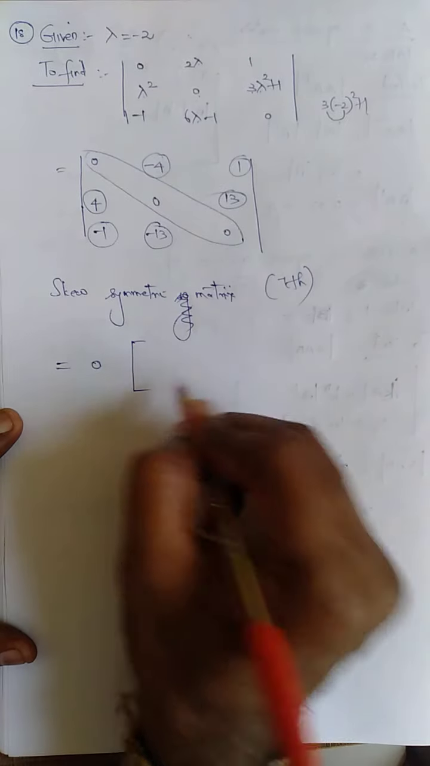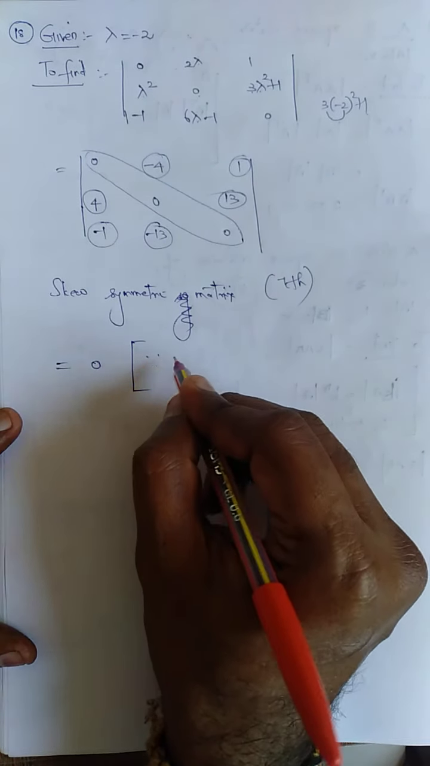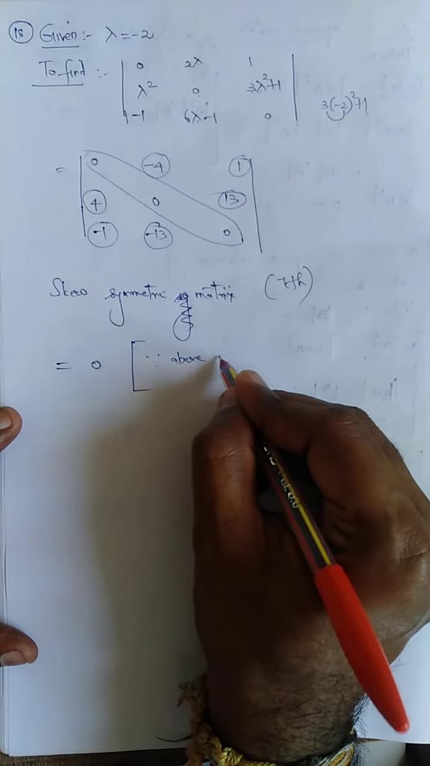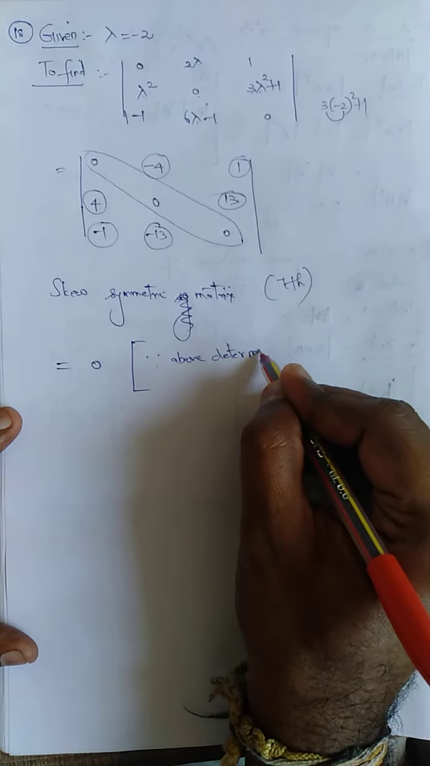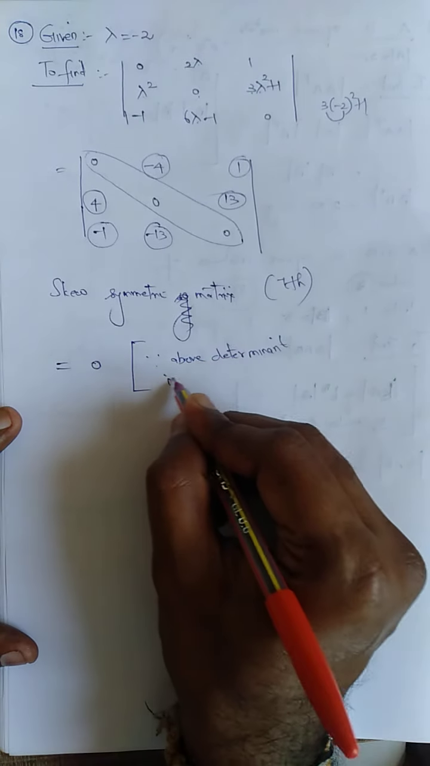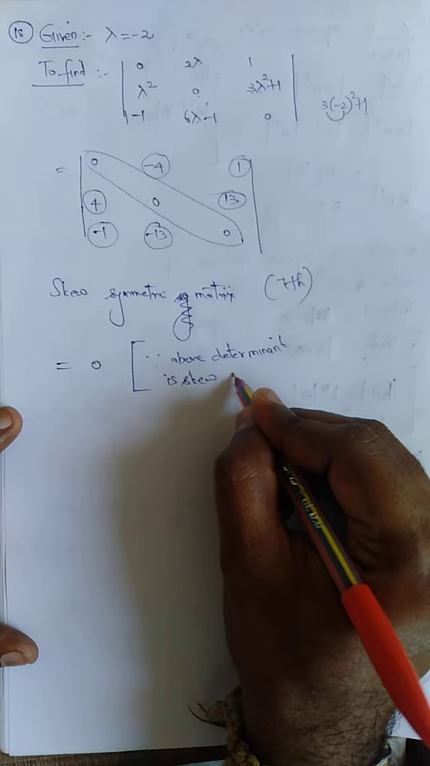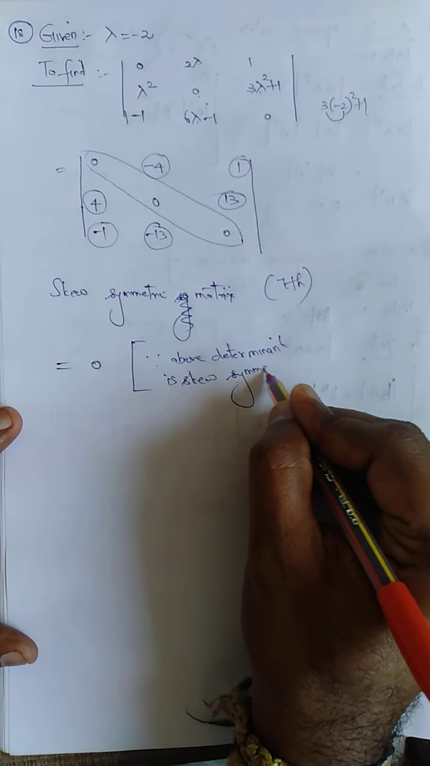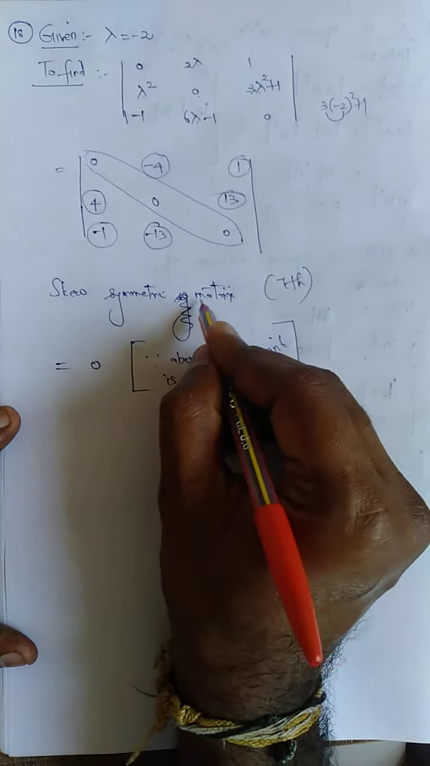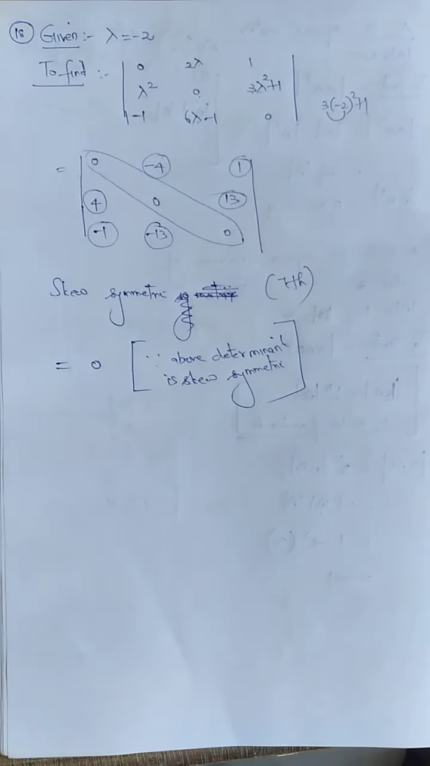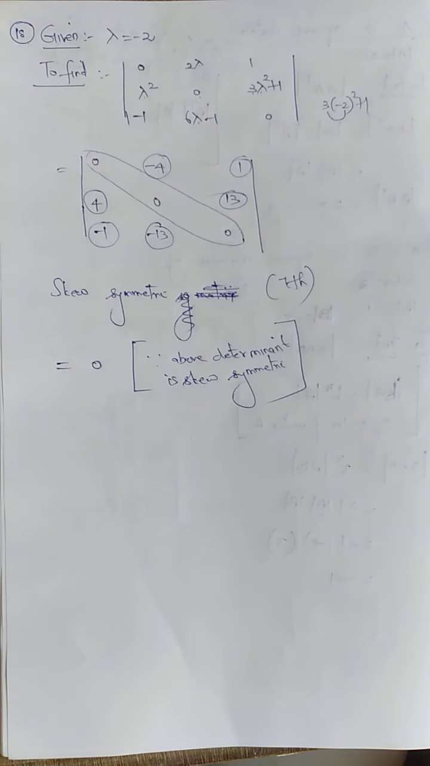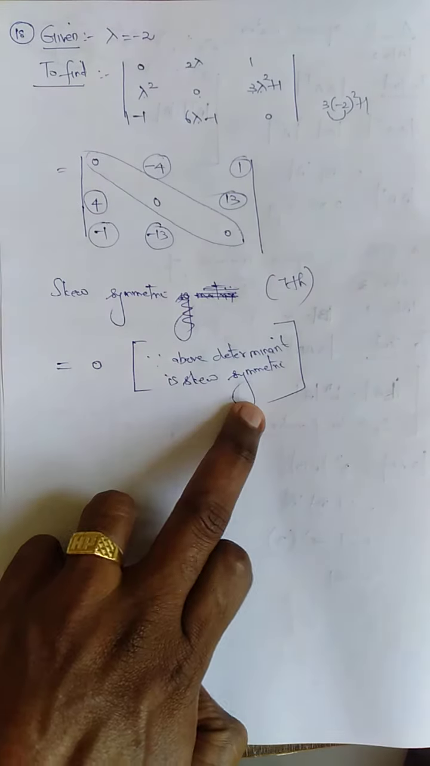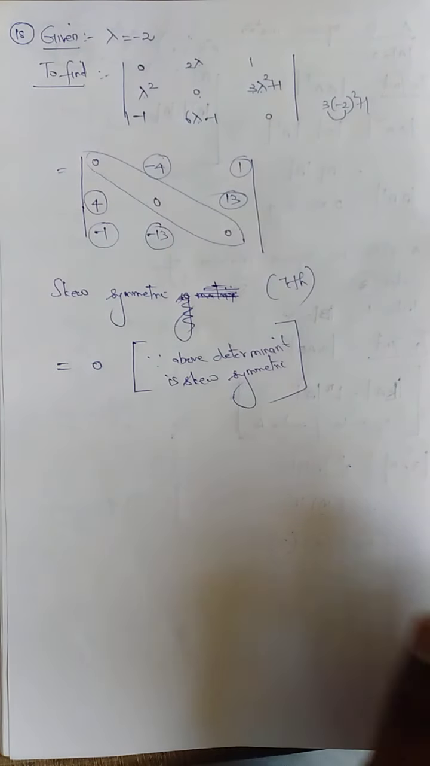If you want, you can write the answer because the above determinant is skew symmetric. You don't need to write the word matrix, because it is a determinant. So the above determinant is skew symmetric. So the answer is going to be 0.